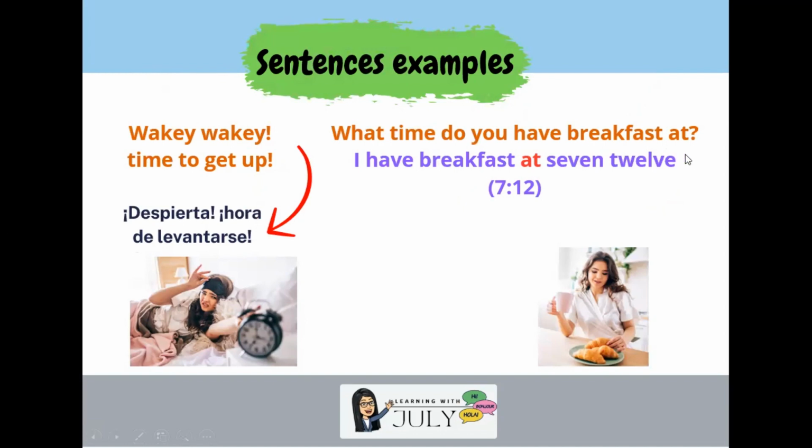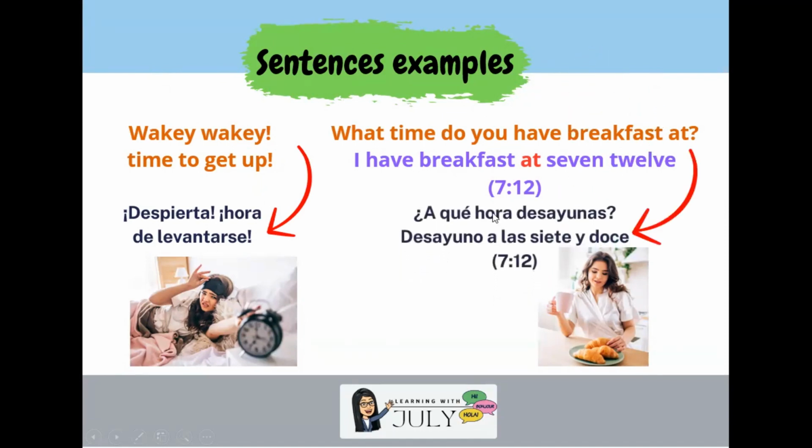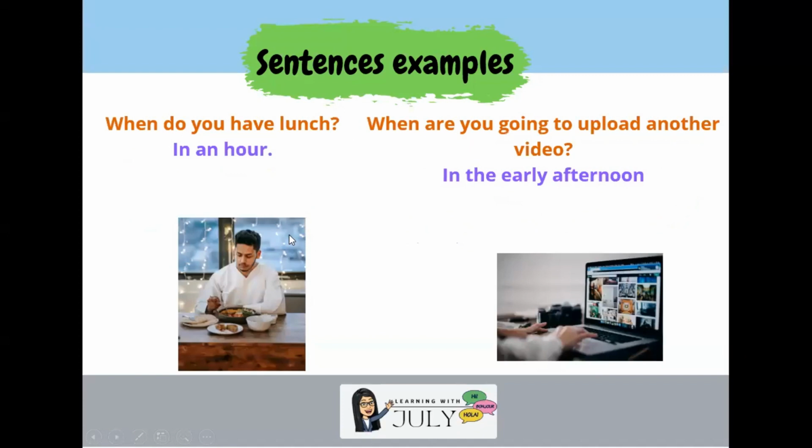What time do you have breakfast at? I have breakfast at 7:12. In Spanish means, ¿a qué hora desayunas? Desayuno a las 7:12. Good, continue.